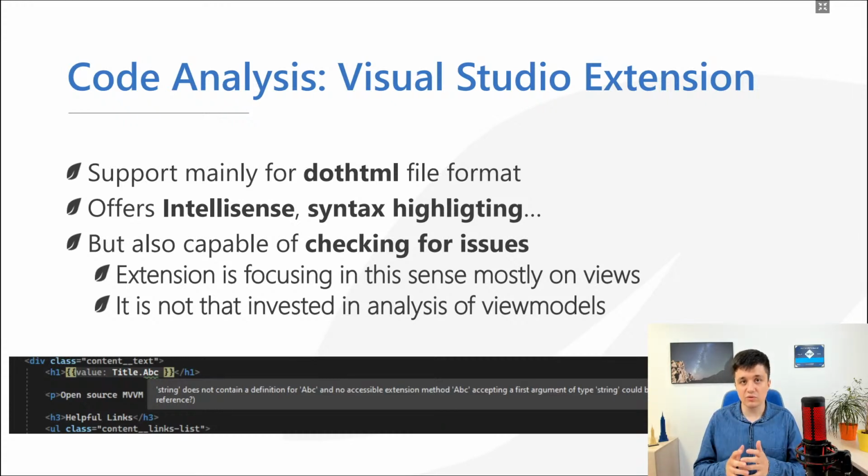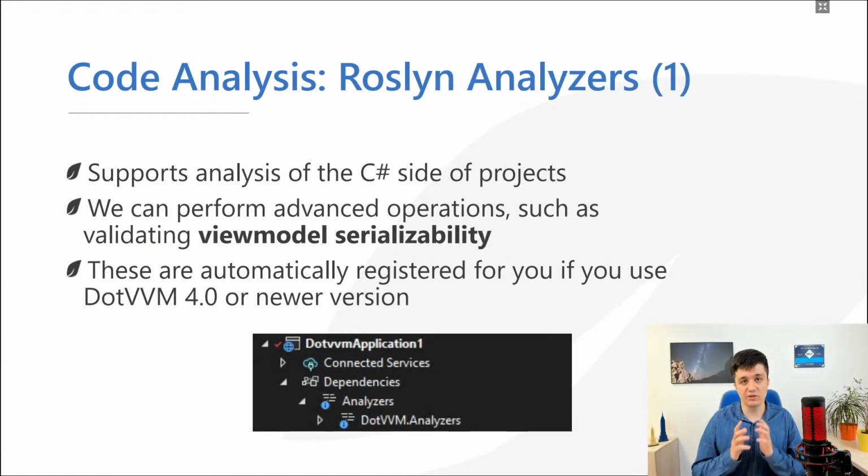And we wanted to achieve something similar also in the C# part of things. That's why in DotVVM 4.0, we introduced a new feature called Roslyn Analyzers, where Roslyn Analyzers is a pretty exciting technology that's basically a static code analysis framework built on top of Roslyn, as the name suggests, that can be used to analyze code written in C# and Visual Basic .NET.